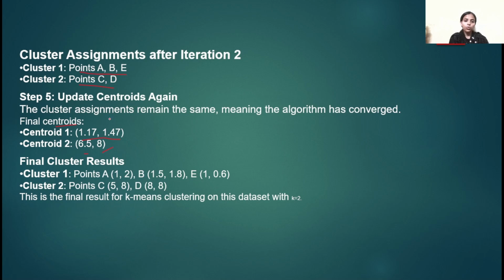As we have seen, we have to update the centroid until the centroid remains the same. So now our final cluster results are points A 1, 2, B 1.5, 1.8 and E 1, 0.6. This is our final result for k-means clustering on this data set.